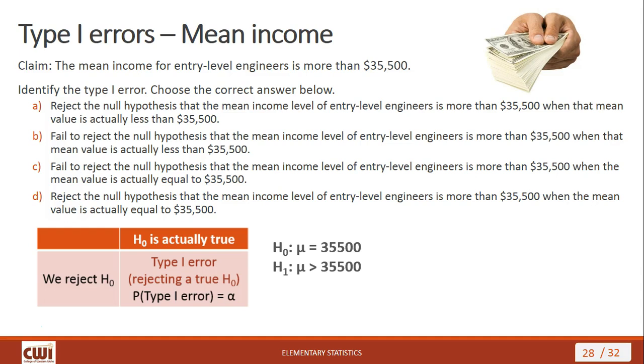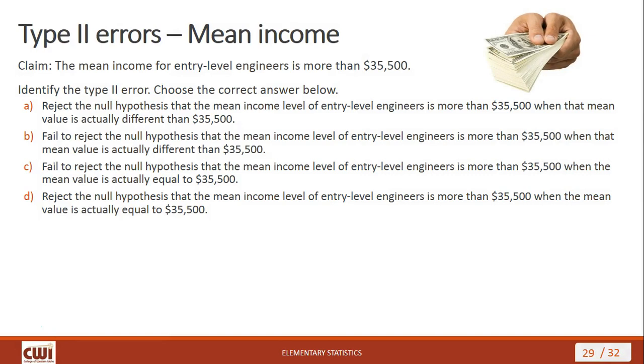So, do we fail to reject the null hypothesis or do we reject the null hypothesis? Well, if H0 is actually true, then the mean value is equal to 35,500. But did we fail to reject the null hypothesis or reject the null hypothesis when we conducted our hypothesis test? We rejected the null hypothesis. Therefore, the correct answer is answer option D. In solving these types of problems, you have to be very careful looking at the wording of each of your answer options and then choose accordingly.